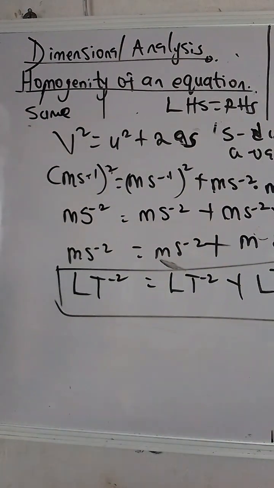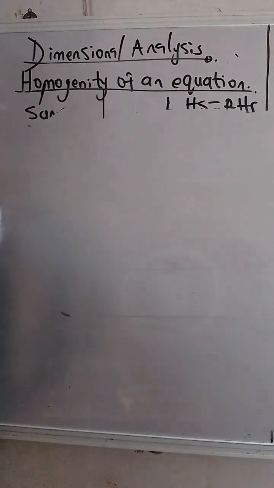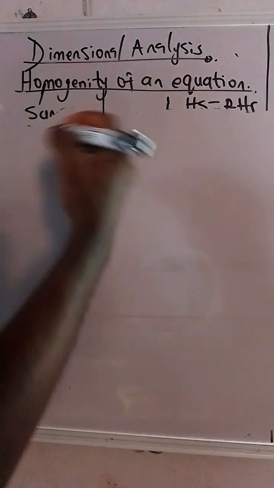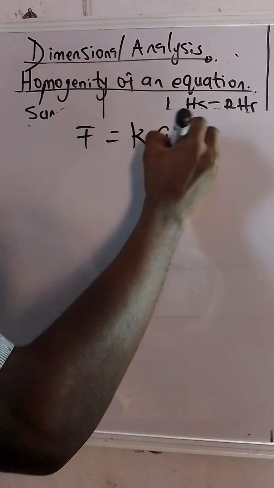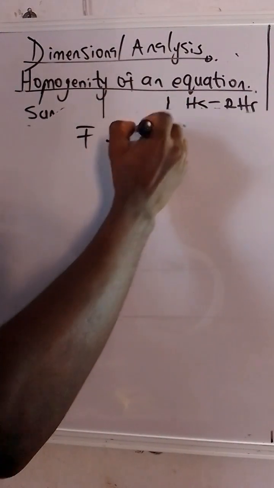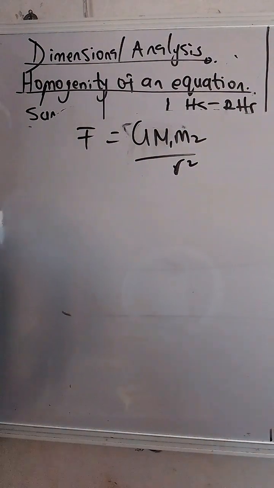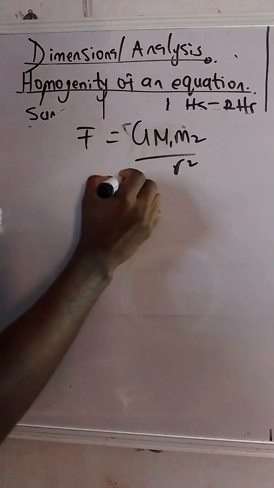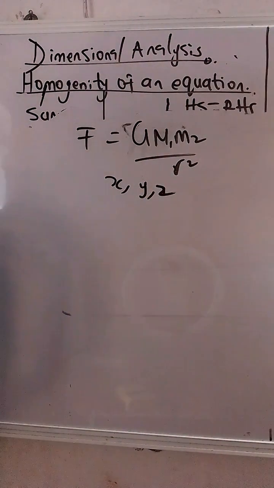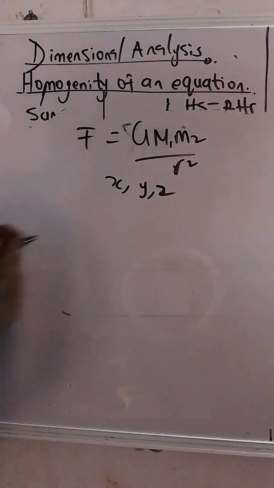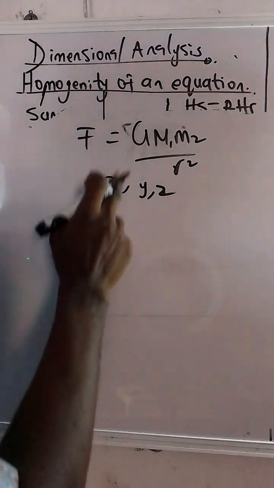Now let's go to the next questions. Now you can be asked a question. If you are given this question, let's assume that you are given F is equal to G m1 m2 over r square. Now your exam will always give you something like this, that look for x, y, z. It's actually very, very simple. They are trying to ask you to look for x, y, z.